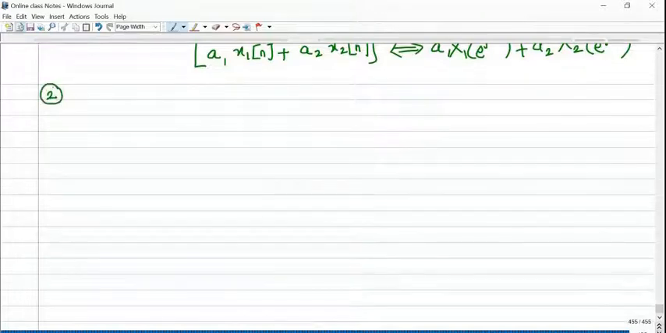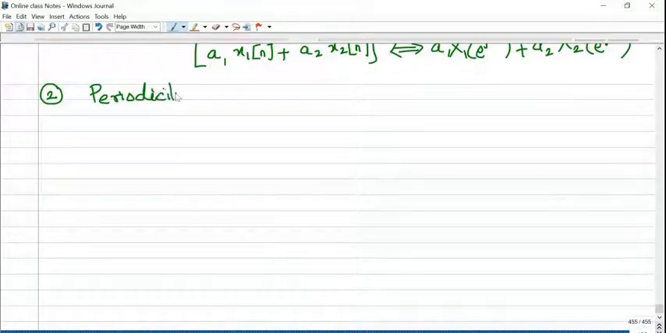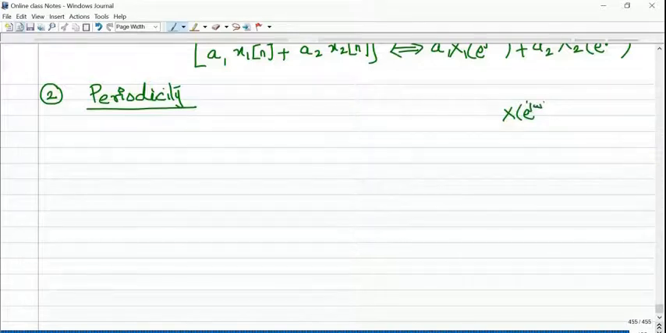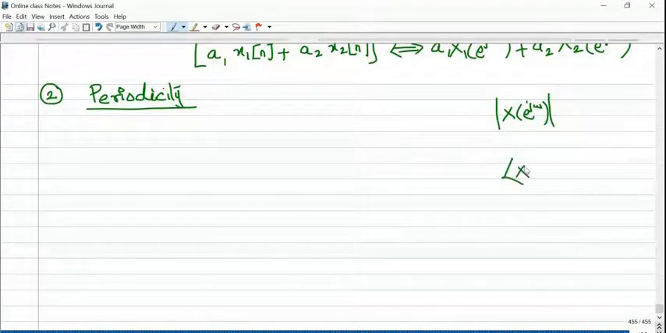Next, property number 2. Periodicity property. It's a very important property of DTFT. We have not drawn the spectrum so far, but actually we should draw the spectrum for X of e power j omega. How to draw the spectrum? We know already, in Fourier transform we have drawn the spectrum. That is modulus of X of e power j omega, and angle of X of e power j omega. Magnitude spectrum, phase spectrum. Okay.